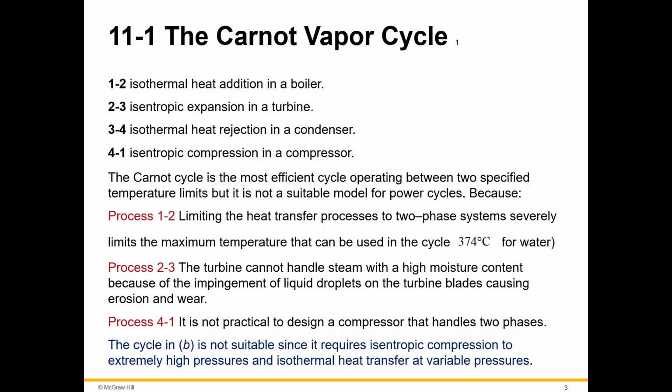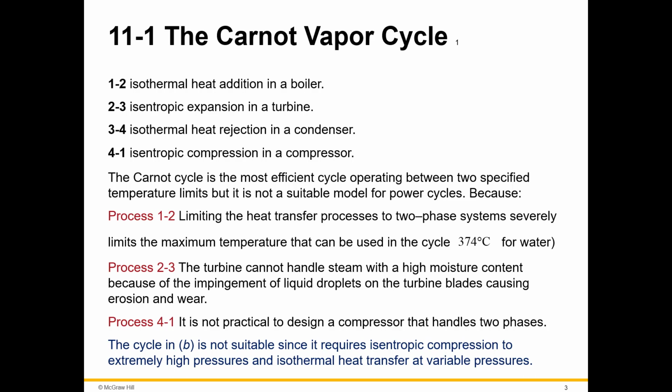So we introduced the Carnot vapor cycle. 1 to 2 is isothermal heat addition in a boiler. 2 to 3, isentropic expansion in a turbine. 3 to 4, isothermal heat rejection in a condenser. 4 to 1, back to 1 for a cycle, isentropic compression in a compressor. And remember, the Carnot vapor cycle has no irreversibilities.